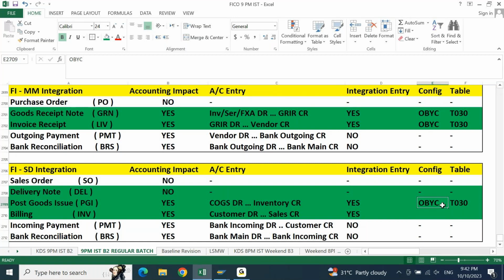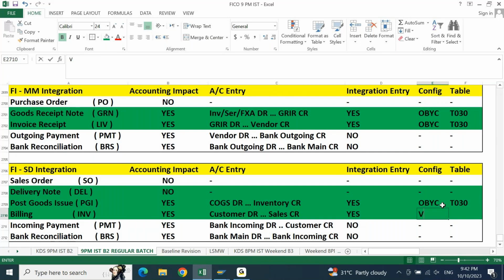Always remember, wherever material is involved, it is straight away related to the MM module. Wherever material is involved, it is straight away related to the MM module. That is why we are updating the MM integration setting, the MM integration table, for PGI.